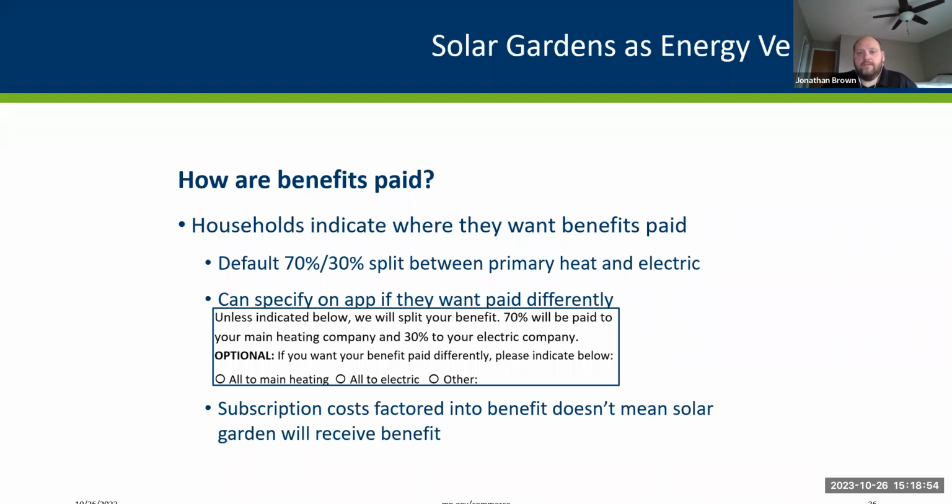And in the other case, they could list that they want it to go to their solar garden, or they want 10% to go to their solar garden. Whatever the household chooses, we allow them to do that. So it's really up to the household. Just because a solar garden participates, just because they listed a solar garden on their application, doesn't mean that we will necessarily send a benefit there. Again, it's up to the household if they want some of their benefit to go to that.